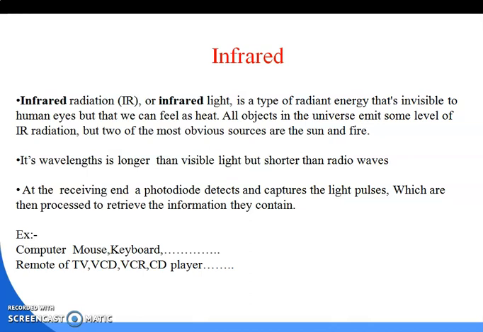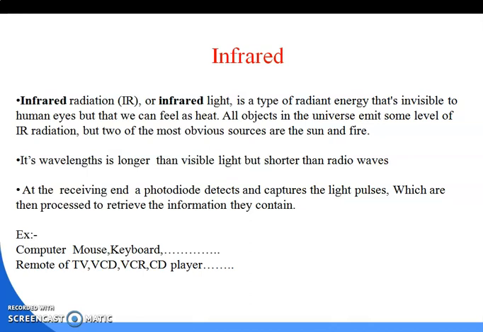So what is infrared? Infrared radiation, or IR, or you can say infrared light, is a type of radiant energy that is invisible to human eyes but that we can feel as heat. All objects in the universe emit some level of infrared radiation, but two of the most obvious sources are the sun and the fire. So infrared is generally not visible to the human eye. You can feel it as heat. That means when you put your hand in front of the infrared light, it feels some heat. So all objects emit some infrared radiation, but the two most obvious sources are the sun and the fire.